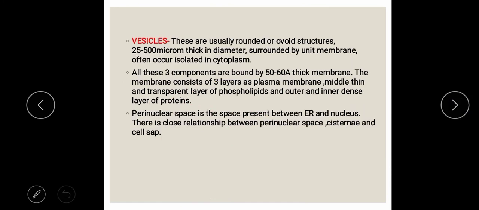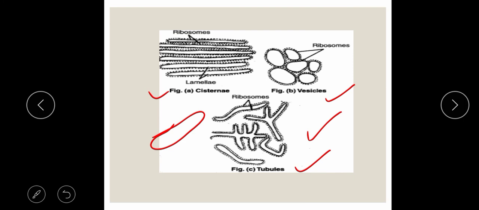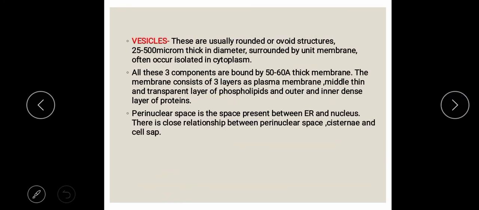Vesicles. The structure of vesicles is this. The vesicles are usually round or ovoid structures, 25 to 500 micrometers thick in diameter, surrounded by unit membrane, often occurring isolated in the cytoplasm. All these three components are bound by a 50 to 60 angstrom thick membrane, and the membrane consists of three layers as in plasma membrane: a middle thin and transparent layer of phospholipid, and outer and inner dense layers of protein.